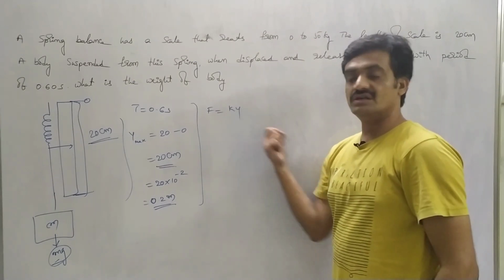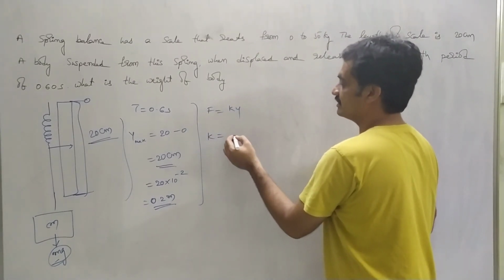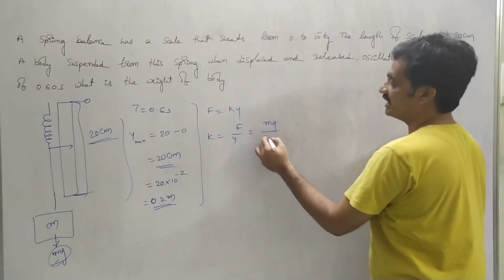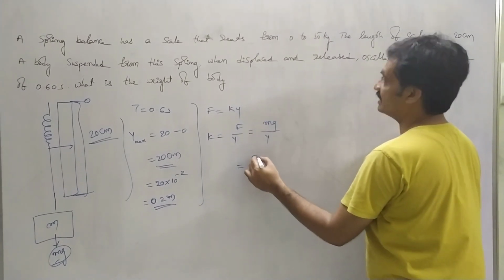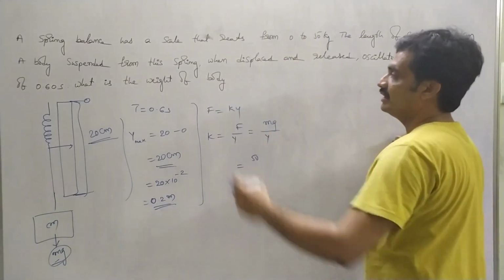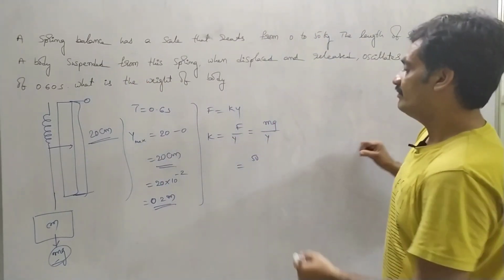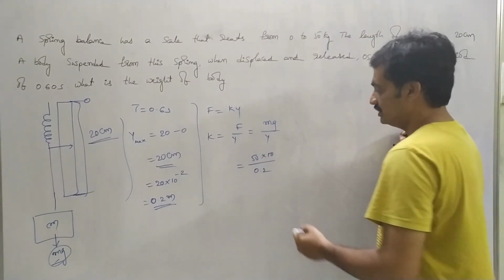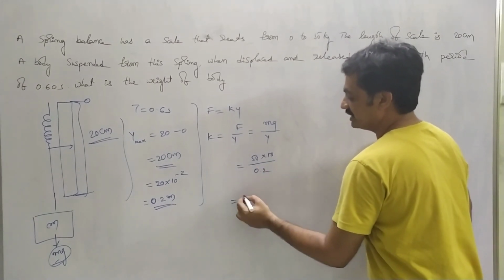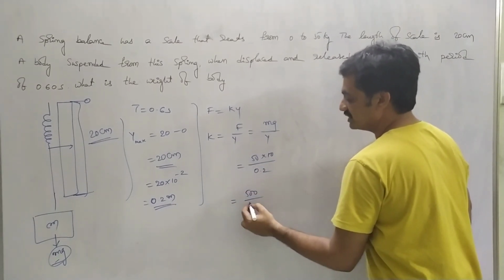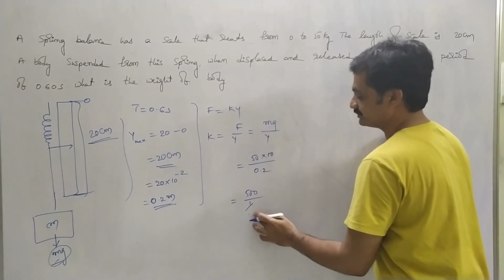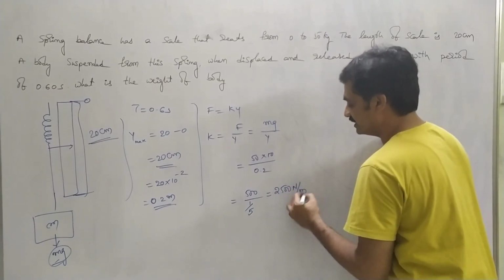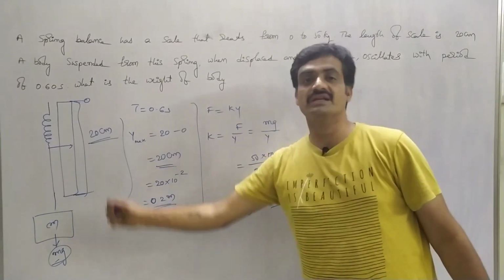We know that force equals ky. Then k equals F by y, where F equals mg, and the value of m is 50, the maximum mass that can be weighed by the spring balance. The value of g is 10, and the maximum extension is 0.2. So 50 into 10 is 500 by 0.2, which is 1 by 5, so we get 2500 Newton per meter. This is the force constant of this spring balance.